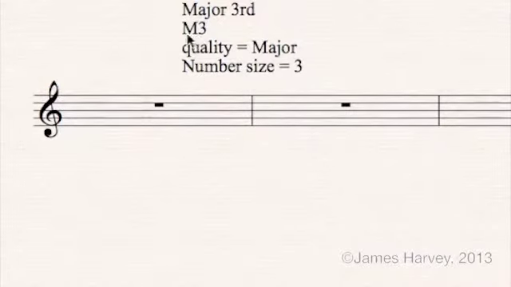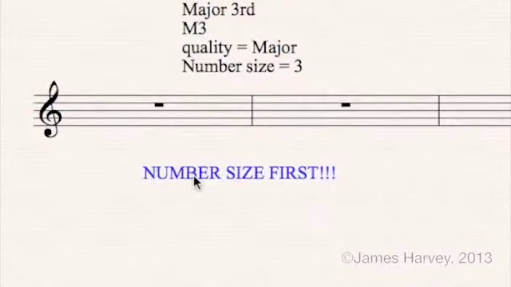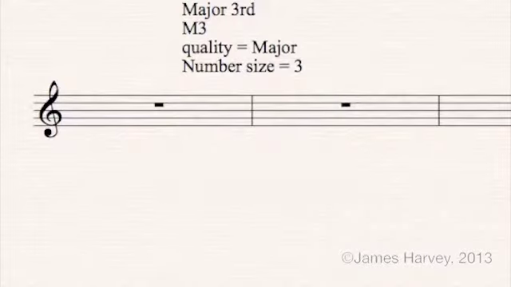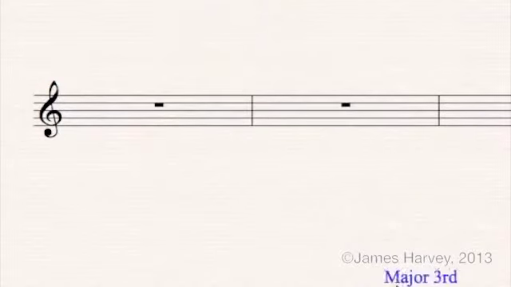Now, although in the abbreviation the quality comes first, and in the name the number size comes second, you always, when determining intervals, determine the number size first. And in case I didn't mention, you determine the number size first. This is very important because if you do not, then you will be in a world of hurt. So just be careful, make sure you determine the number size first.